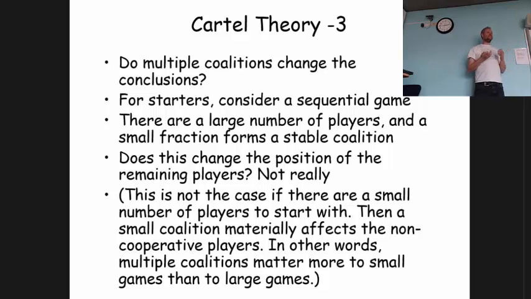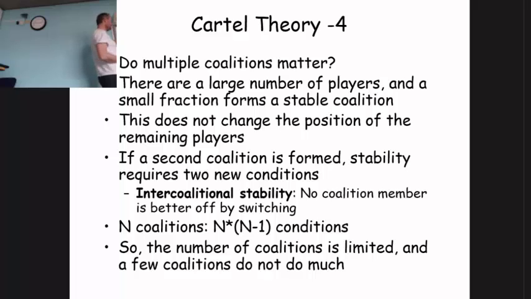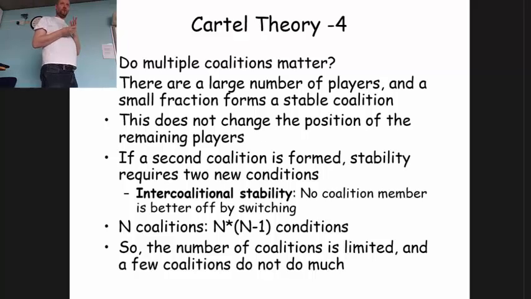Not a lot has changed. So they would form a small coalition again, because the base situation hasn't changed. It does matter if you start with 10 players and 5 of them form a coalition, then things have materially changed for the remaining 5. But if you start with 200 players and 5 form a coalition, then nothing much has changed for the remaining. What I'm going to say only holds for a large number of players. Start with a large number of players, a small fraction forms a coalition, nothing much has changed for the remaining players, who then you would think would form a small coalition again. A second coalition is formed.